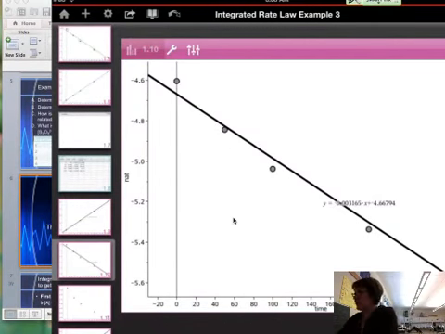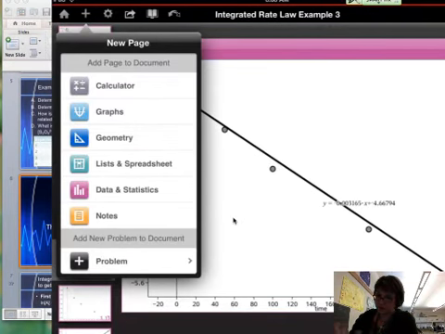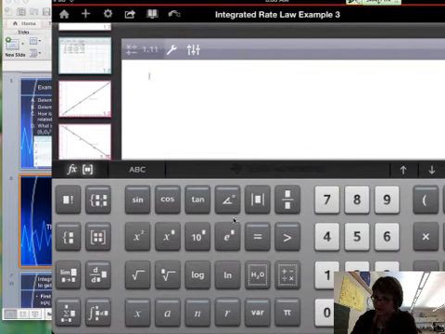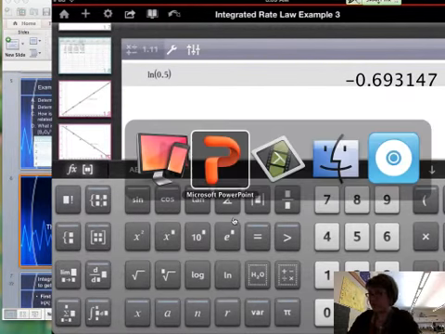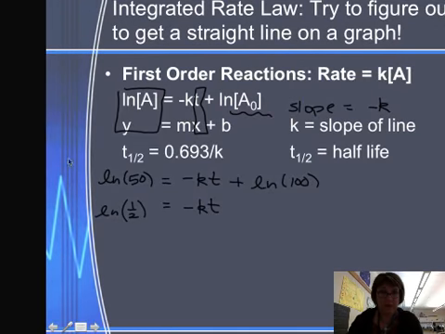Let me get my calculator. So we're going to find the natural log, ln, not log, ln, of 1/2, which we can also call 0.5. And I get negative 0.693147. So let's see what that does in our equation. Natural log of 1/2 is negative 0.693147, and that's equal to minus k times t at the half-life. So I'm going to call this t 1/2, the time of the half-life.